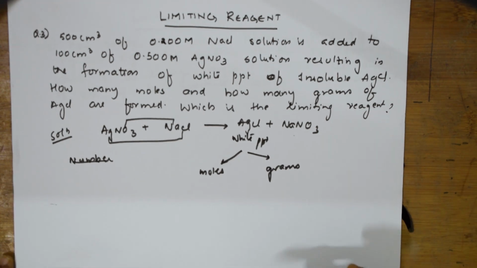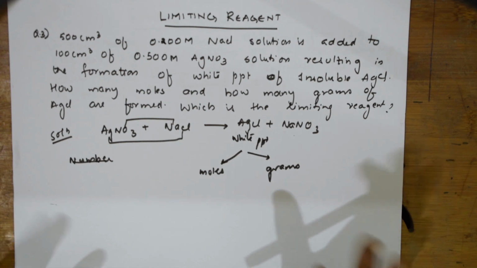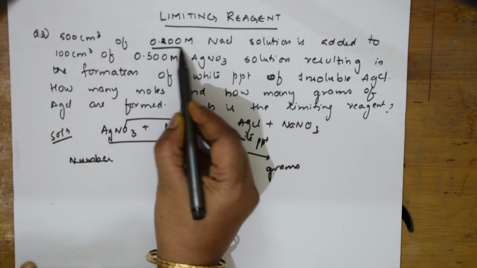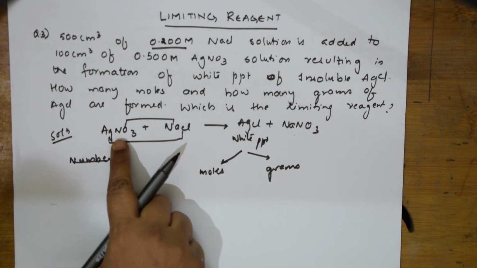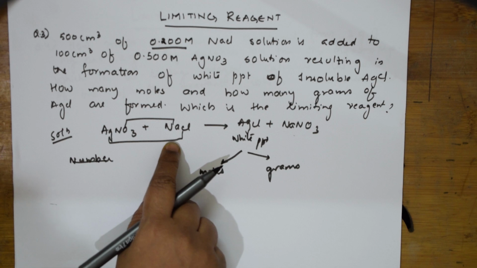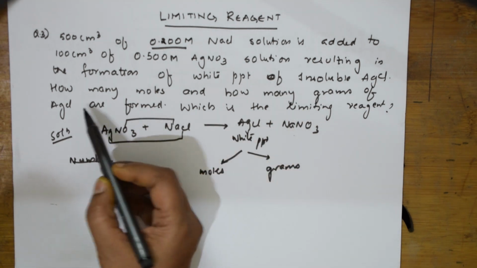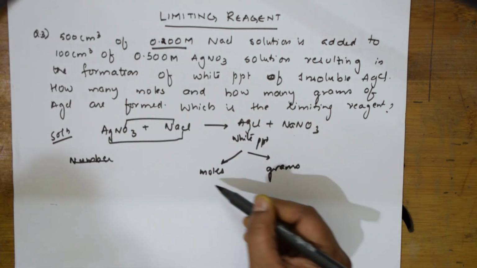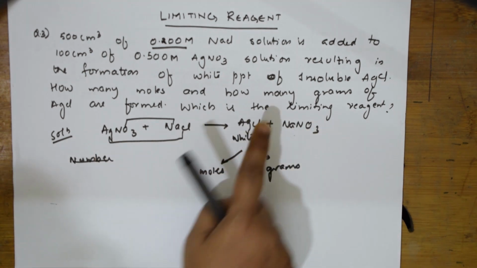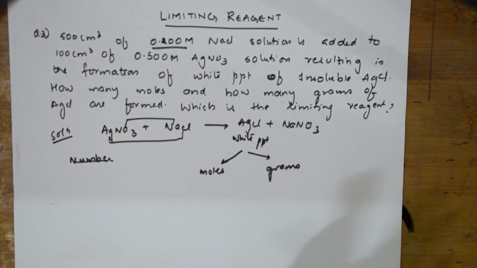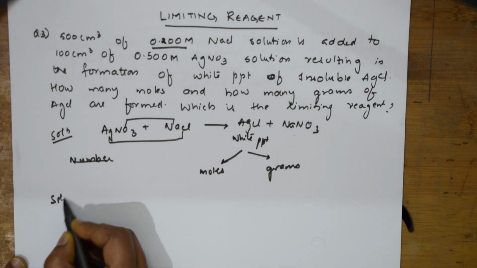So first of all, when such a question is given, you try to write down what is given. They've given us 0.200 molar. Molar means nothing but molarity, isn't it? First, try to find out which of these two is the limiting reagent, because they have given two things. How many moles and how many grams of AgCl? I need to find the limiting reagent, the moles, and the grams. So let us start with finding the moles.